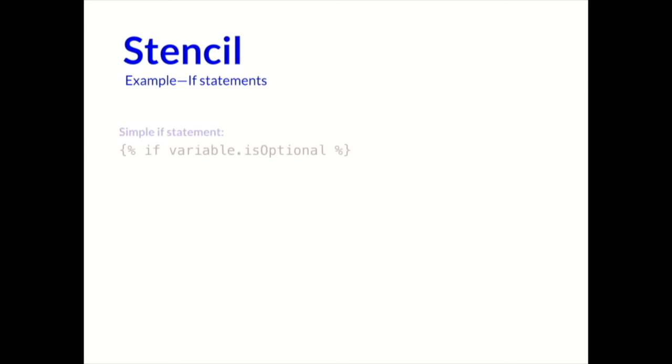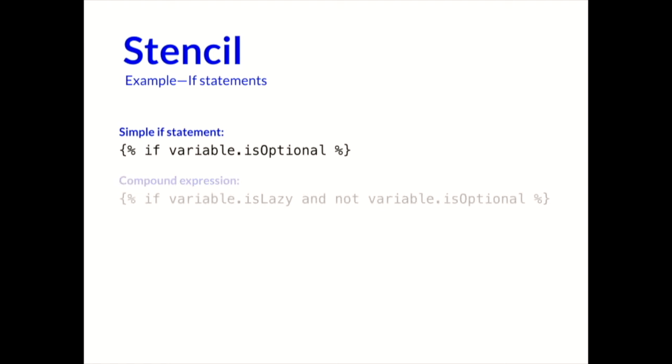Let's look at some if statements. Here's a very simple if statement. We're asking this variable if it's optional. Here's a compound expression. And you'll notice this is kind of a departure from Swift syntax. We're using these English words and, not. That's used in other languages, but not typically in Swift. And so you wouldn't use a double ampersand, and you wouldn't use the bang symbol for negation. You would do a pattern similar to this.